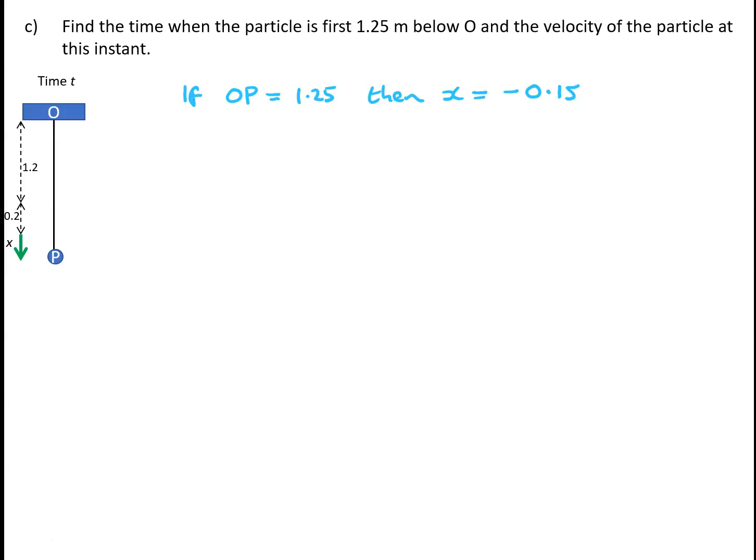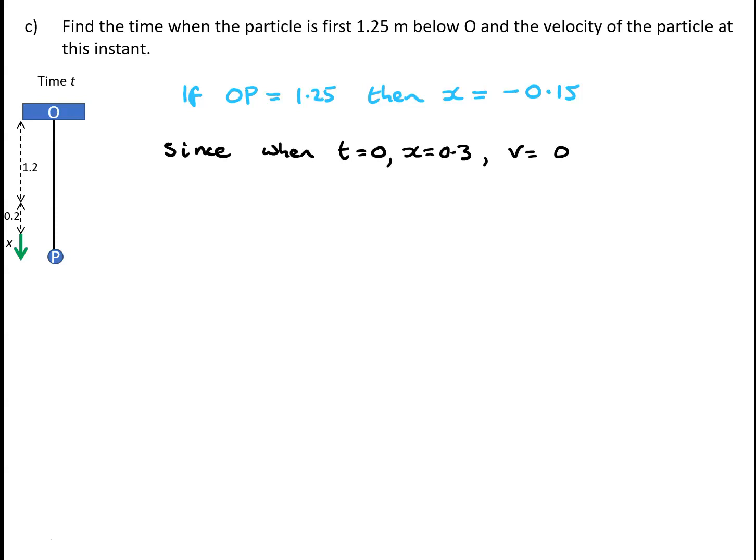Because the equilibrium level is 1.4 meters below O, we need to have the particle 0.15 meters above the equilibrium level, but we've been saying that the positive direction for x is below the equilibrium level. So 0.15 meters above the equilibrium level corresponds to x equaling minus 0.15.